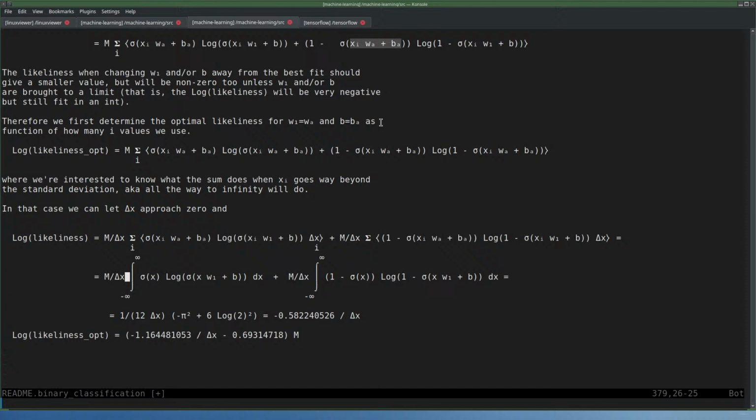And now, for delta x going to 0, we can replace this sum, including the delta x, with an integral. So this becomes now the integral from minus infinity to plus infinity of... And now we do dx, so this changes into x, but it's x times w a plus b now, times the log of sigma x times w1 plus b dx.